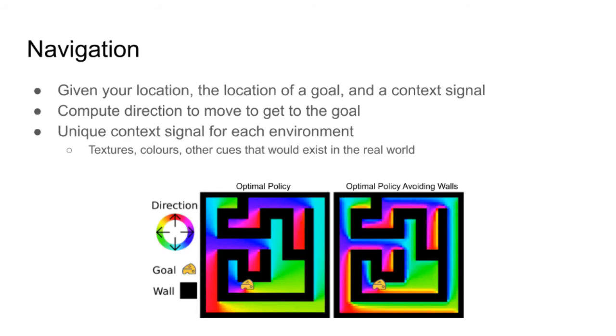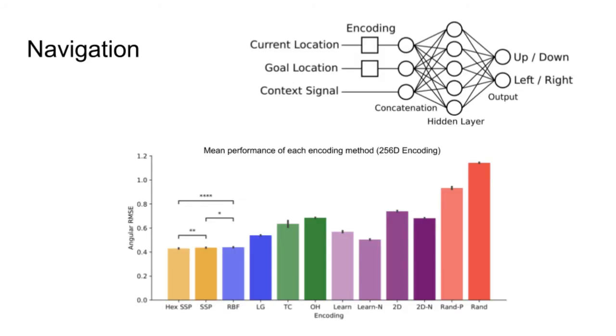Now on to the navigation task. The objective here is, given your location, the location of a goal, and a contextual cue for which of many environments you are in, compute the optimal direction to move to get to the goal. The optimal policy is defined as one which requires the least distance traveled to reach the goal, while also avoiding being too close to the walls. Wall avoidance is achieved by adding a cost function based on proximity to a wall when solving for the shortest path. Neural networks are trained to solve this task, with all aspects of training held constant except for the spatial encoding function used. Each encoding transforms a 2D coordinate into a 256-dimensional vector.